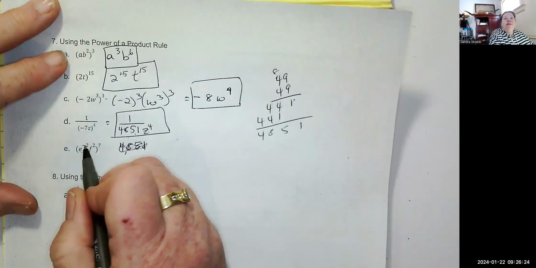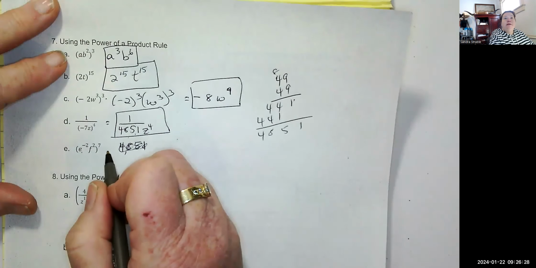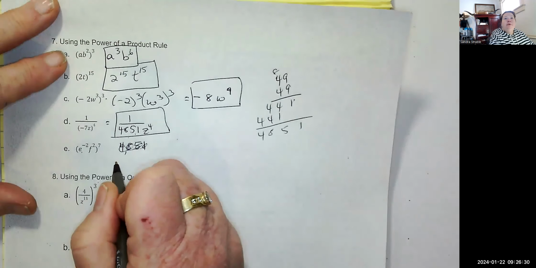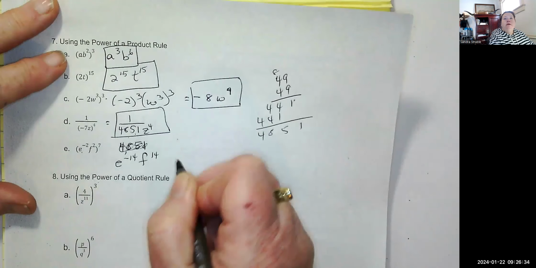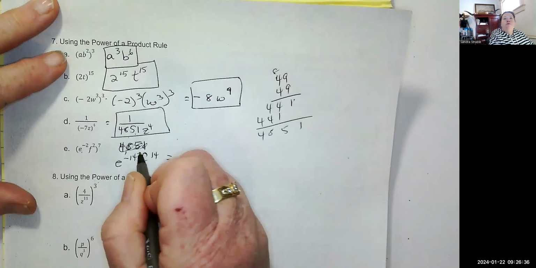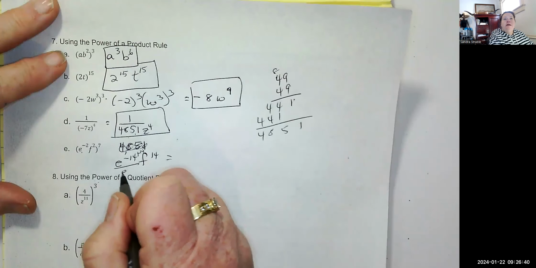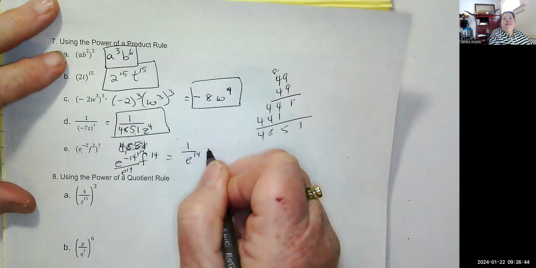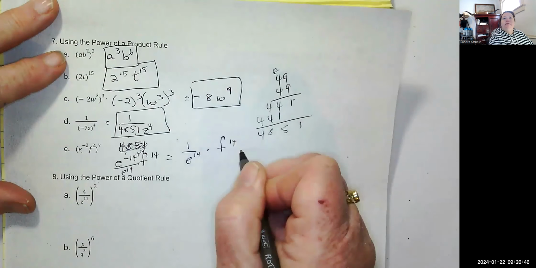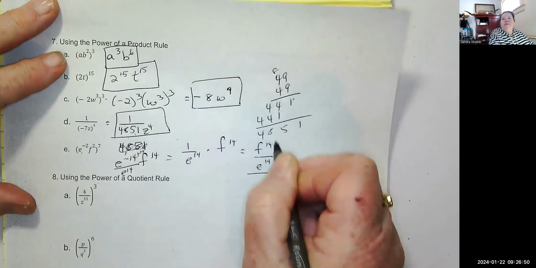The next one is e to the negative 2, f to the 7th, all of that to the 7th. First thing I want to do is my exponent of 7, so that becomes e to the negative 14, f to the 14. I'm going to add 14 to both the numerator and the exponent for the e. So I get 1 over e to the 14th times f to the 14th is f to the 14th over e to the 14th.